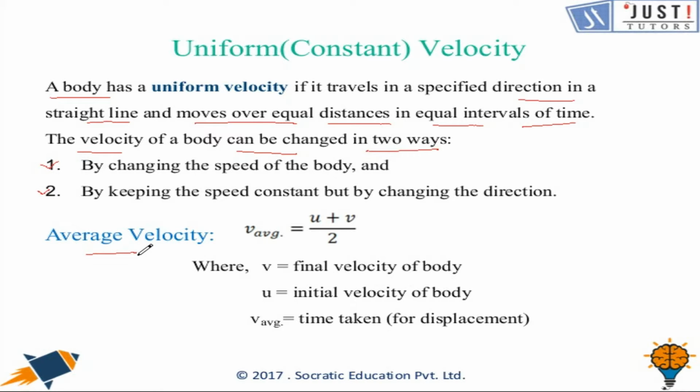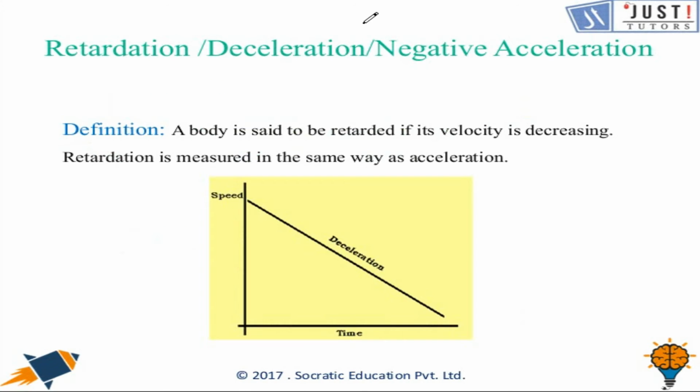Then comes average velocity. So average is really easy. You can use the formula for average. As we have two velocities here, the one is initial, the second is final, so adding them both and dividing by 2 will give you the average velocity. Then the next is retardation, deceleration, or negative acceleration.